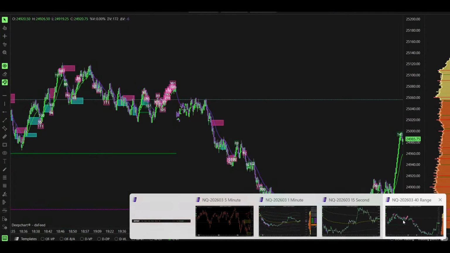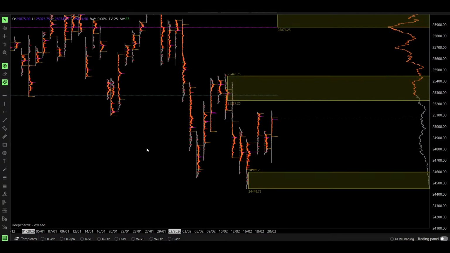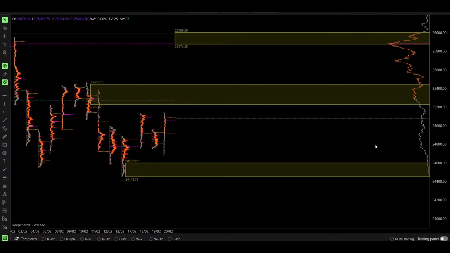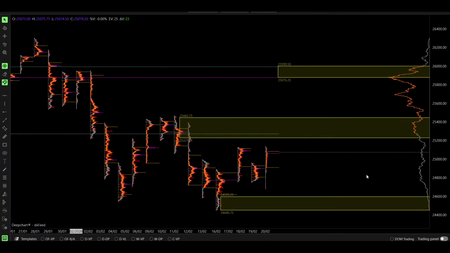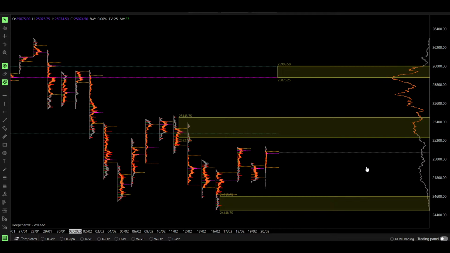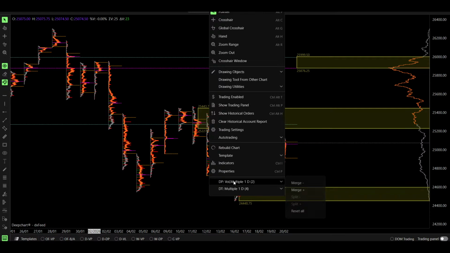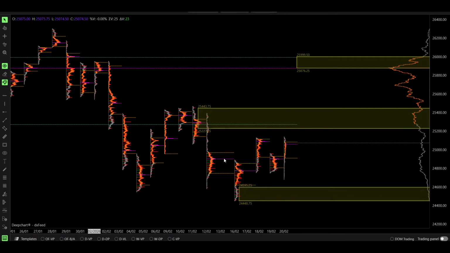So on these charts you can combine, for example here, the point of control is quite close to each other each day. You can just click on it and merge it, so it's one. You can simplify this, and then you can draw your lines.